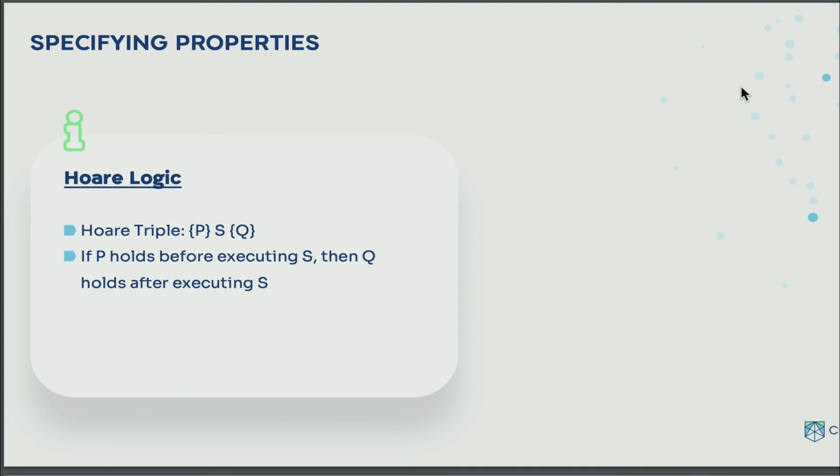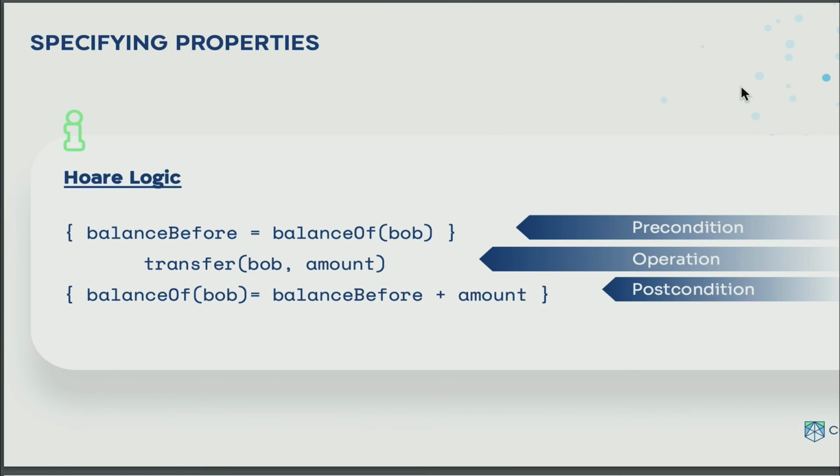It's not easy to define it this way, so we define it in something that looks like a program, and this is okay. So this is the Hoare logic. It says there is the condition before, and then there is the operation that we do. In this case, it's transfer, and then there is the expression that must hold after.